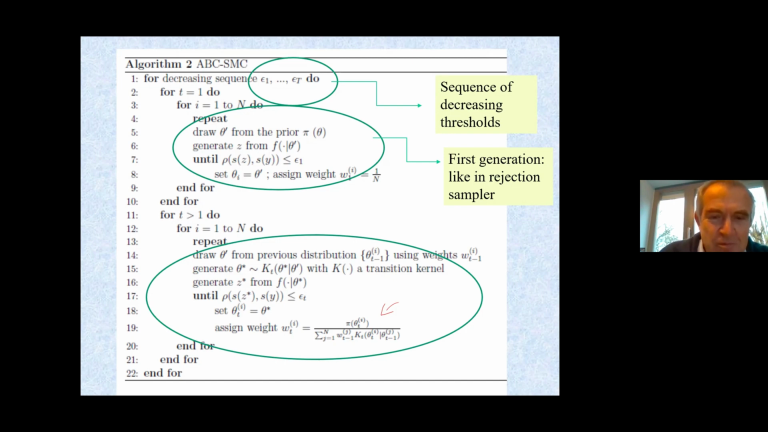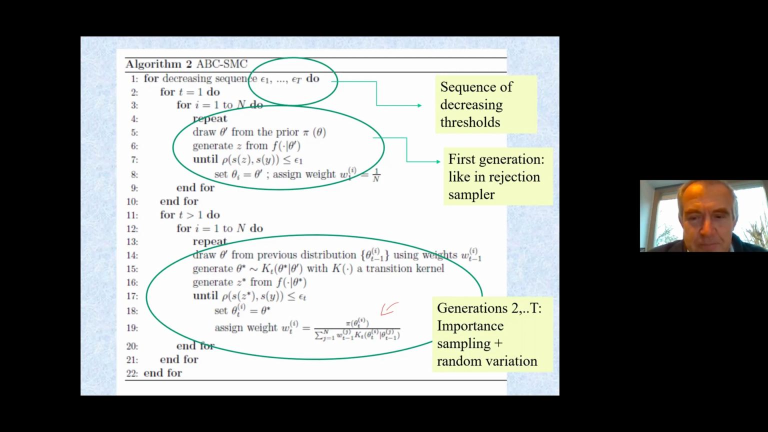Yeah, so that you properly take into account the likelihood of each one of these generated samples via the sequential Monte Carlo approach. So you go stepwise, and that should provide, and in fact it does provide, a huge saving of computation time because you approach gradually the posterior distribution that you are after. Yeah. So these are generations, just like in the genetic algorithm, generations T2 to capital T. It's kind of importance sampling with random variation.